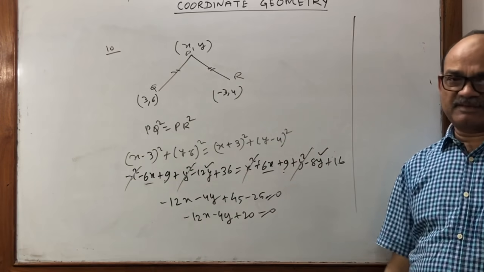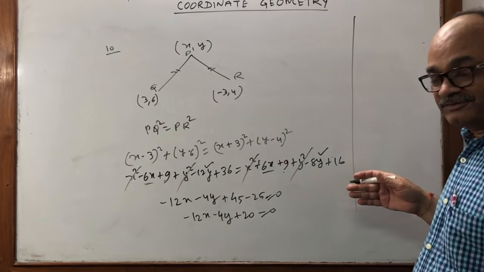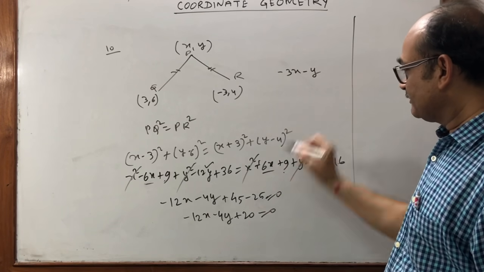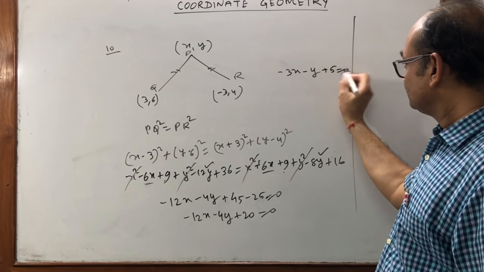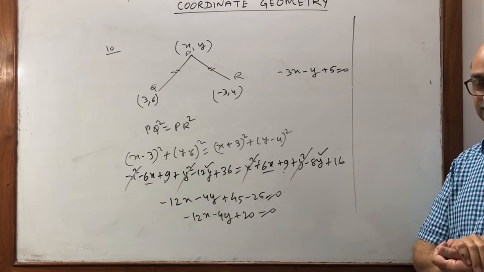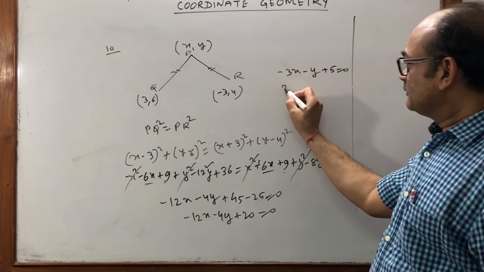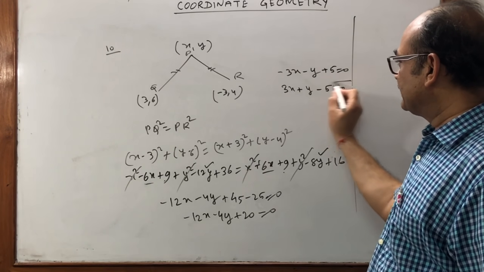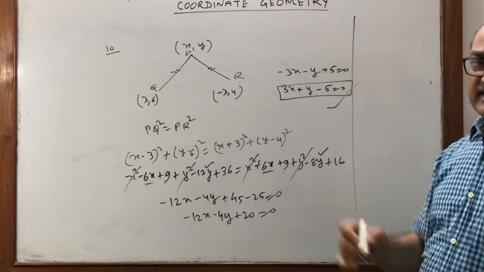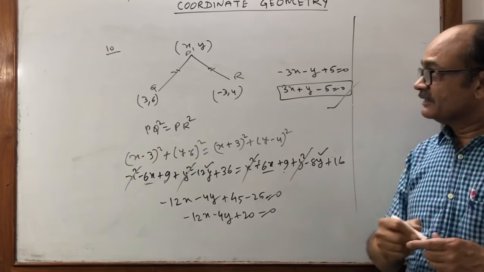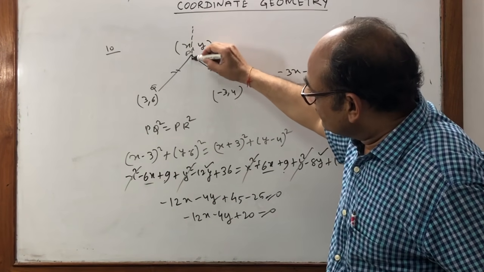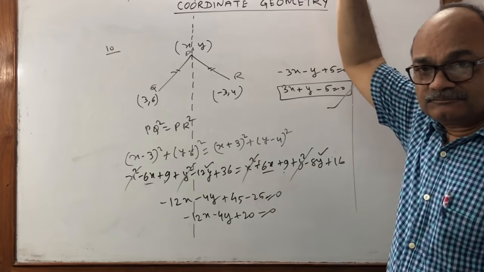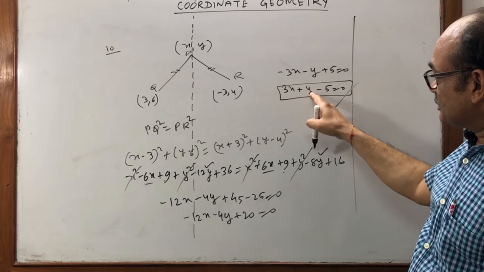All the numbers are divisible by 4, so divide by 4: minus 3x minus y plus 5 equals 0. If you want to arrange in equation form, you may write it like this. This is the relation. The meaning is that the coordinate (x, y) is anywhere on this line, the line 3x plus y minus 5 equals 0.